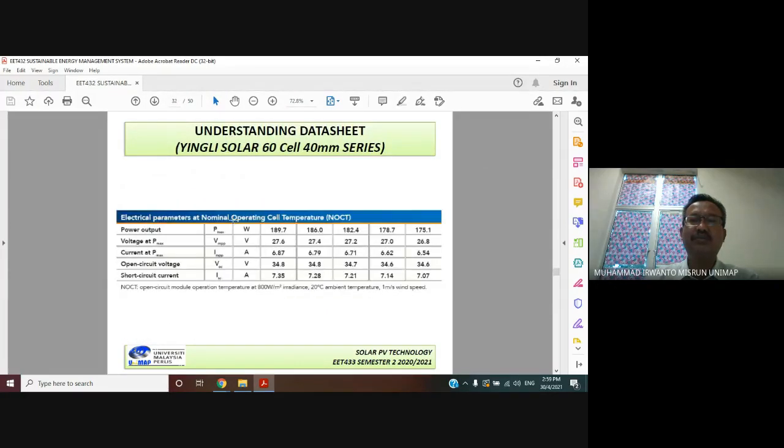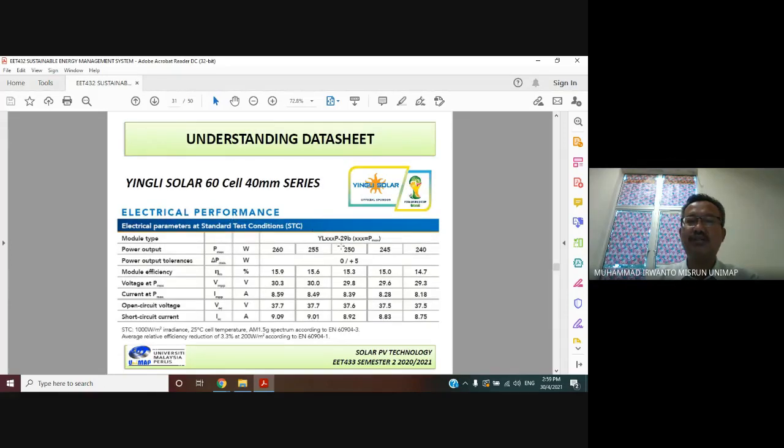So refer to the datasheet of Yingli for the power 250 watt. From this one, we obtain the voltage at maximum power, which is 29.8. The open circuit voltage is 37.6. The short circuit current is 8.92. And the current at the maximum power is 8.39.